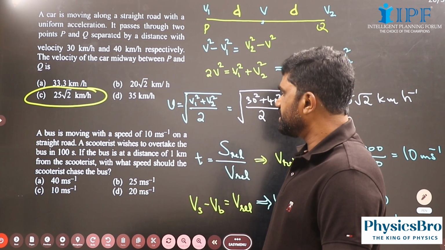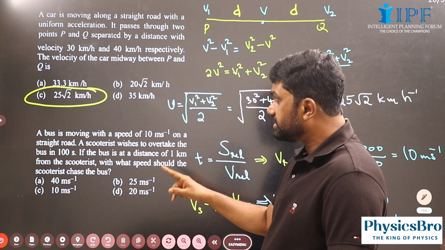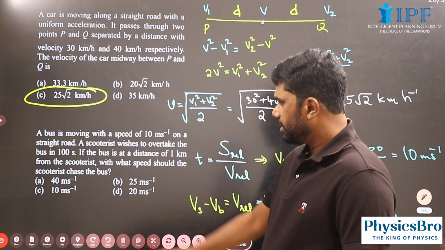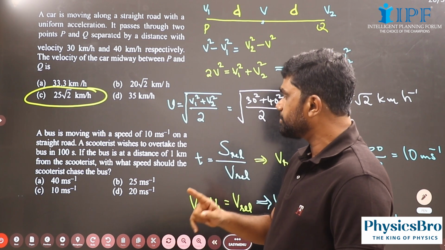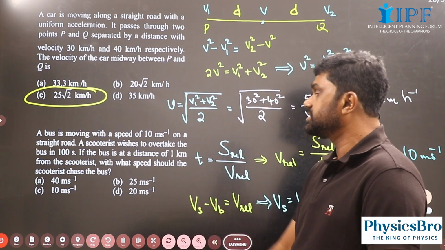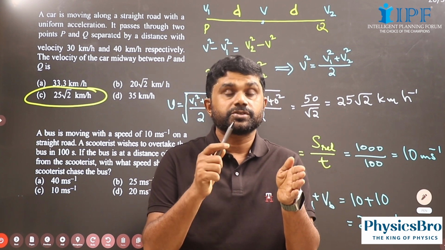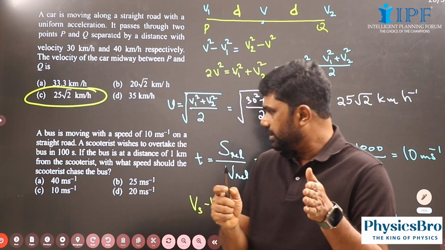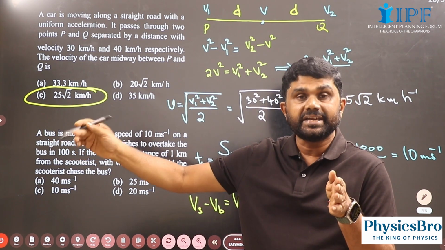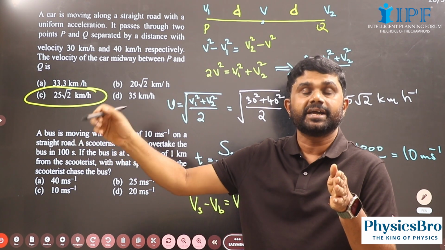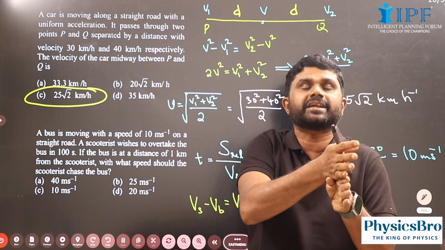Now a bus is moving with a speed of 10 meter per second on a straight road. A scooterist wishes to overtake the bus in 100 seconds. If the bus is at a distance of 1 kilometer from the scooterist, with what speed should the scooterist chase the bus? Initially, suppose the bus is the reference, then the scooter is 1 kilometer behind the bus. Finally when the scooter overtakes the bus, it will be near the bus. So from 1 kilometer behind the bus to near the bus.